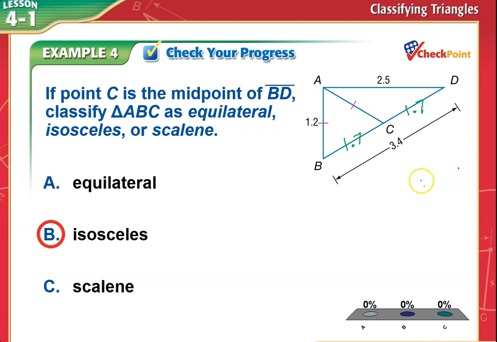Okay, isosceles. The reason why triangle ABC is isosceles is because of this little red mark. This little red mark indicates that segment AC is congruent to segment AB. Therefore, triangle ABC has at least two congruent sides, therefore it is isosceles.